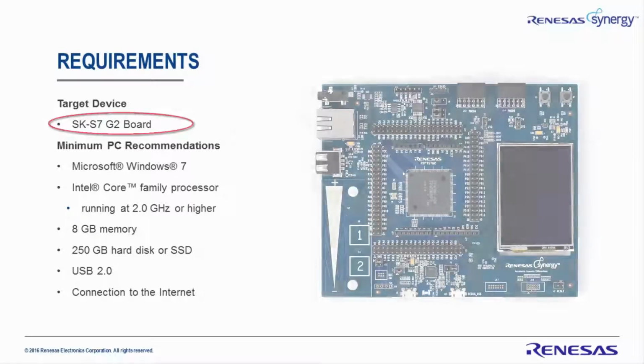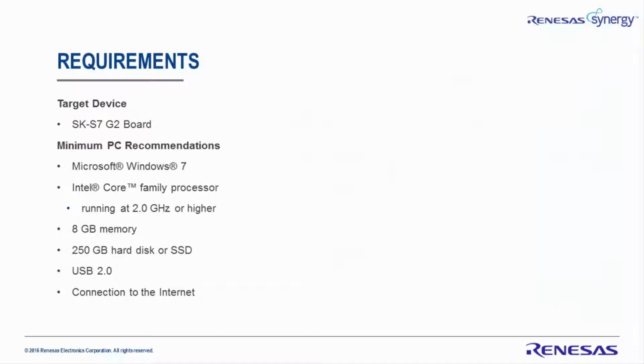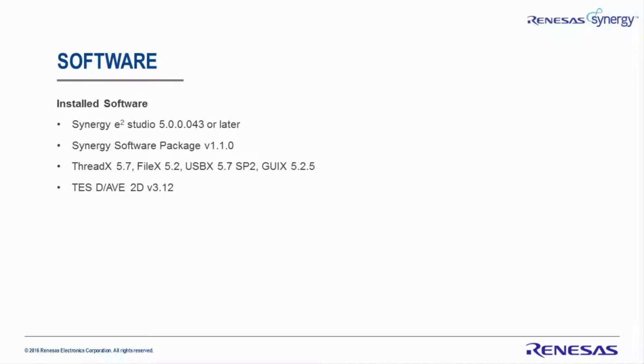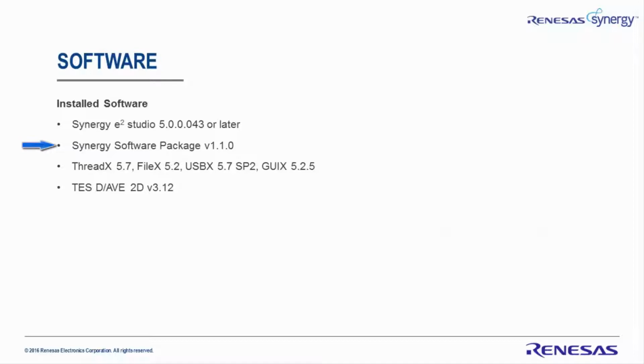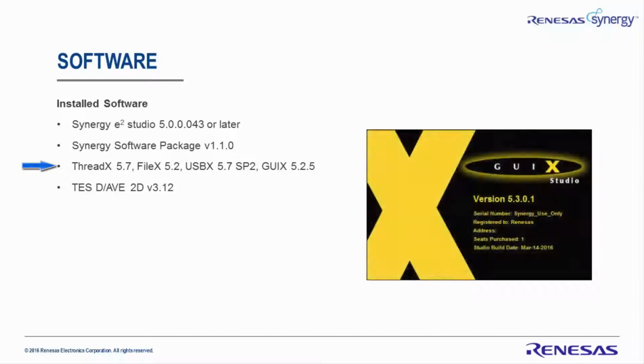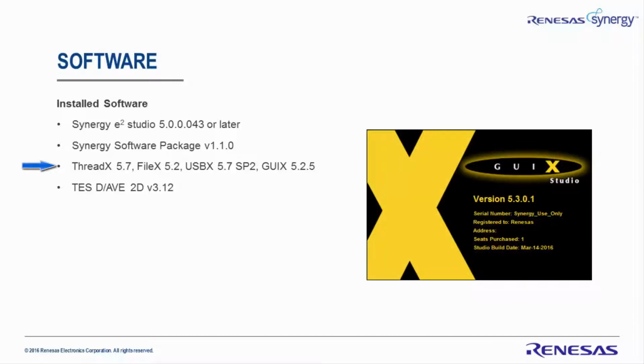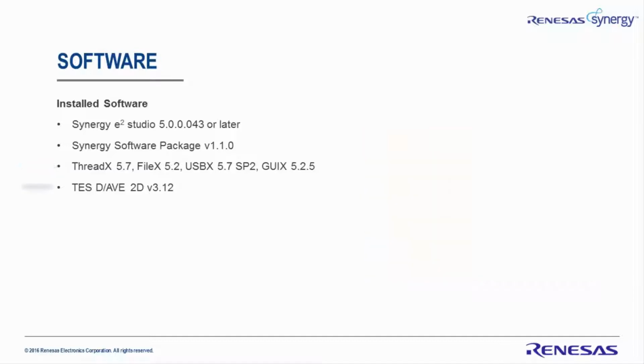Requirements. The target device is the SK S7G2 board. Additionally, you'll need the minimum PC requirements as seen here on the screen. Software. Installed software should be the Synergy E² Studio with a release of 5.0 or later, Synergy software package version 1.1 or later, ThreadX version 5.7, FileX version 5.2, USBX version 5.7 SP2, and GUIX 5.2. We'll also use the test DAV2D version 3.12.